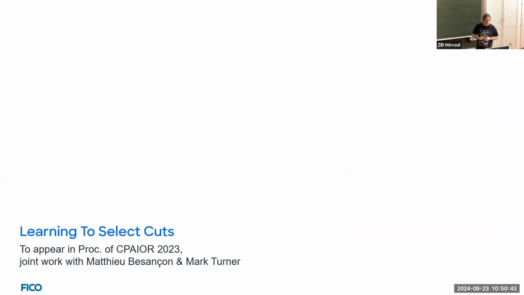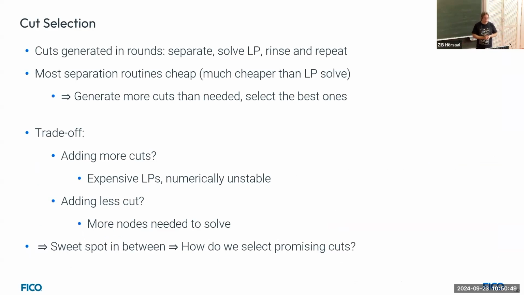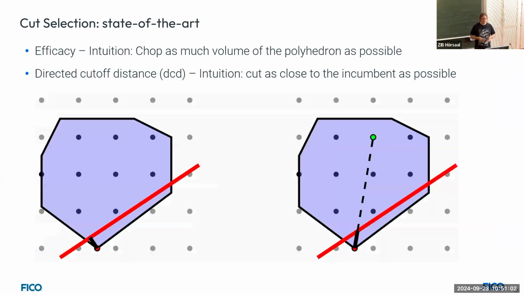And then finally, very quickly, I would like to go over the last project of learning to select cuts. You learned how cuts are generated in rounds, how then at some point you have to make a selection, and why there's a trade-off and again arguments of using fewer or more cuts. There's some sweet spot in the middle.